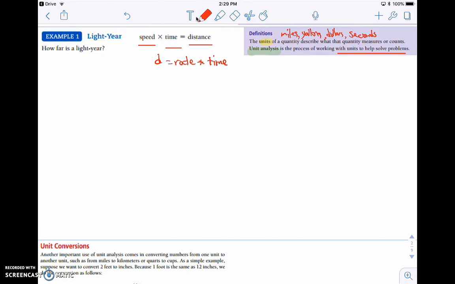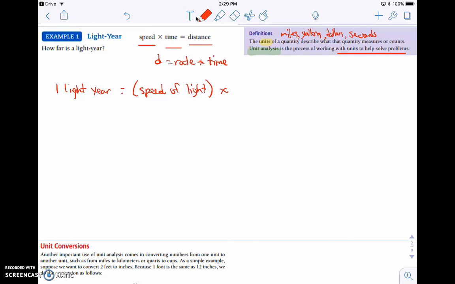Okay, and so now that we understand a light year is a distance, then we need to say, well, if I look at a single light year, that's going to be equal to, well, how fast, what speed are we going at? Well, light travels at this concept that we call the speed of light.